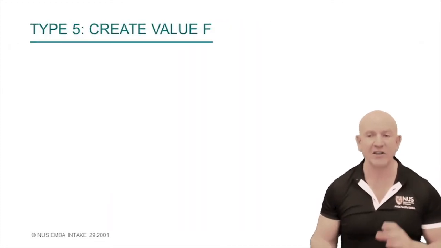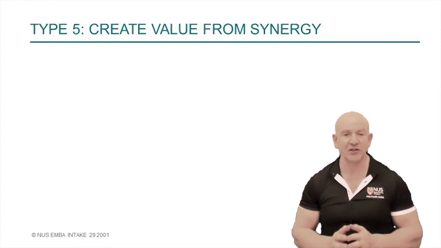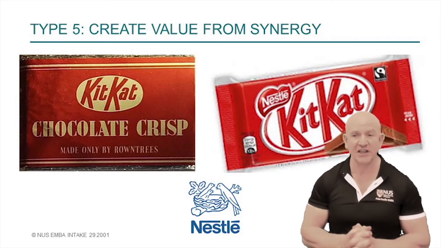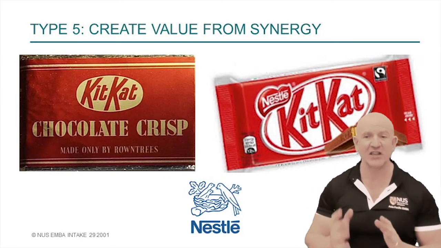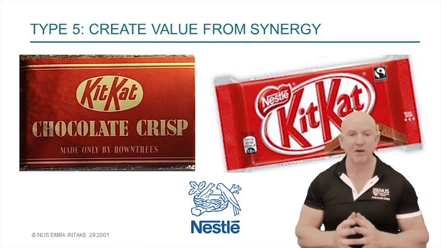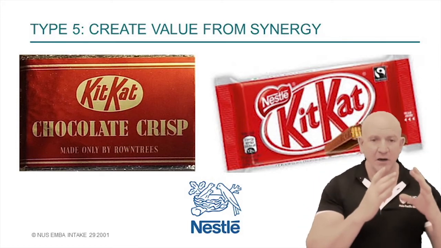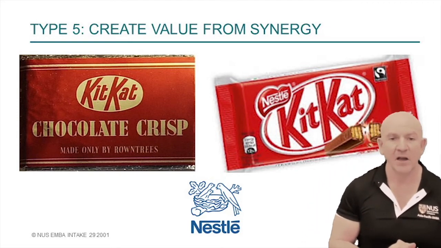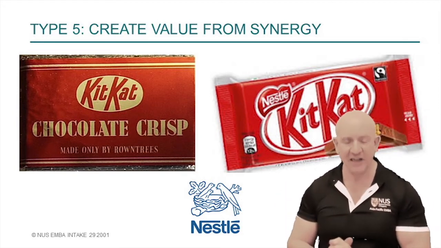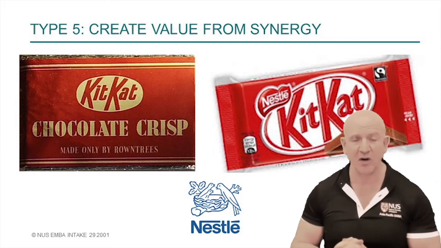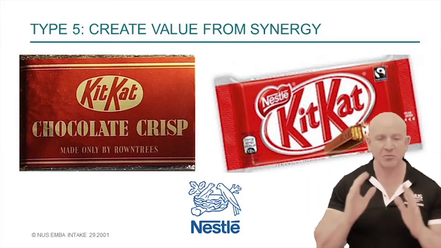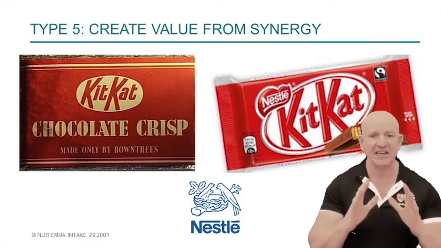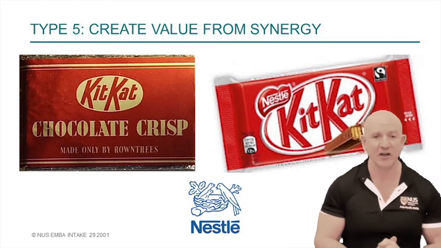Then the fifth type is create value from synergy. Here we have probably one of the most famous Countline chocolate brands in the world in the present day, Kit Kat, owned by Nestle. What some people might not know is that Kit Kat was originally created by a company out of the UK called Rowntree Corporation. When Nestle was trying to expand its product lines into confectionaries and into Countline chocolates, it identified Kit Kat and Rowntree as a potential acquisition target.